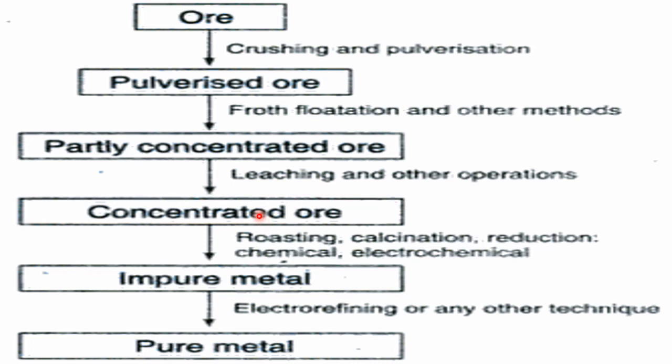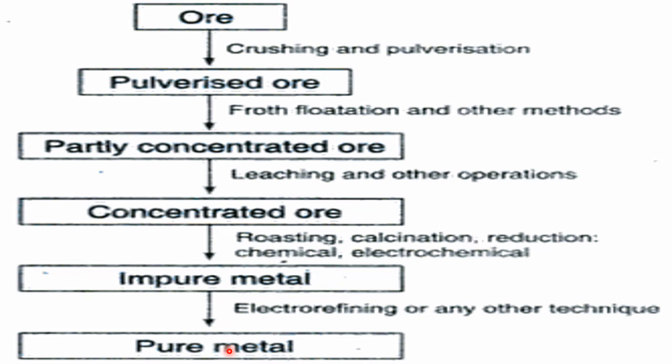From that, using the reduction method or converting agent method, we prepare a metal which is slightly impure, maybe around 95% or 90%, and that is made 100% pure, or at least 99.99%, or at least 99% pure, by some method. That is called pure metal.